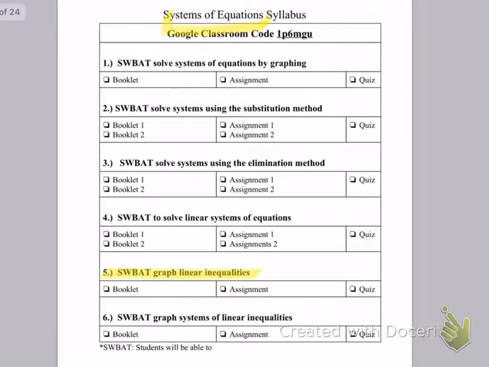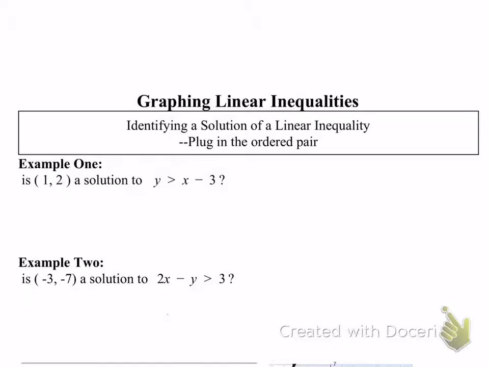Alright, today we are back at System of Equations, and today we're going to focus on graphing linear inequalities. We did inequalities before, but it was just on a number line, so today we're taking it to the coordinate plane. But first thing I want to talk about is how do you know if something's a solution to a linear inequality? Well, it's the same stuff as before, you're just going to plug in that ordered pair.